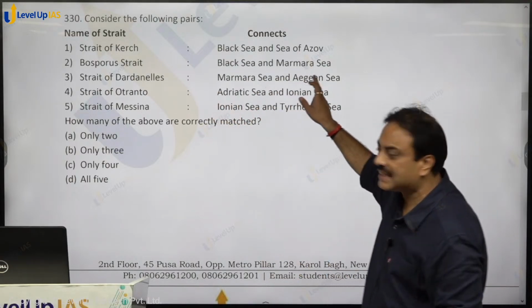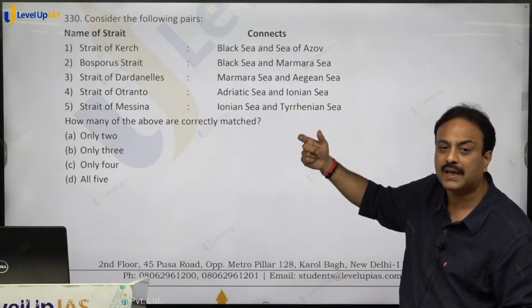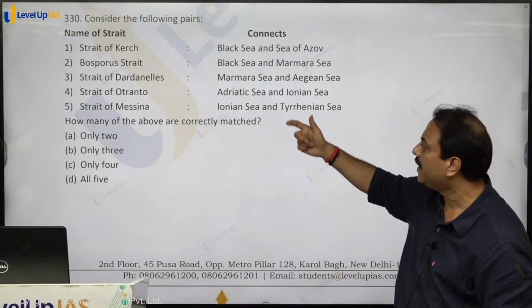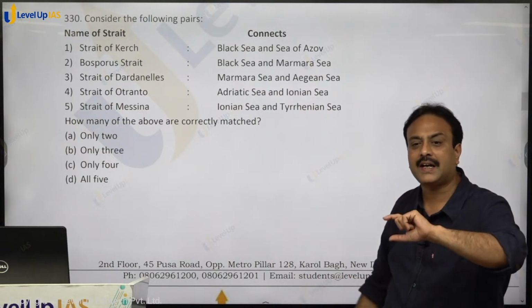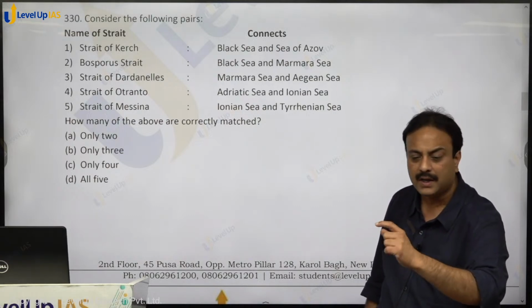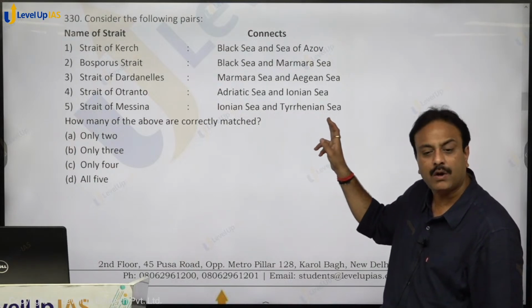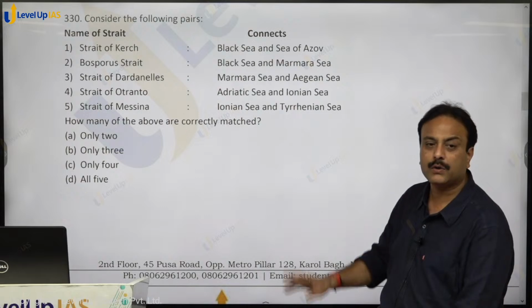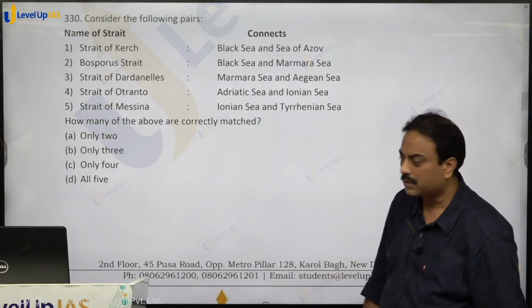Bosporus Strait Black Sea and Marmara Sea को connect कर रहा है. It is separating the two territories of Turkey, Istanbul के बीच में. Strait of Dardanelles is connecting Marmara Sea to Aegean Sea and again separating both the territories of Turkey. Istanbul के दोनों पार्ट को separate कर रहा है. Strait of Otranto, it is connecting Adriatic Sea to Ionian Sea, right? Or you can say Italy is being separated from Albania by Strait of Otranto.